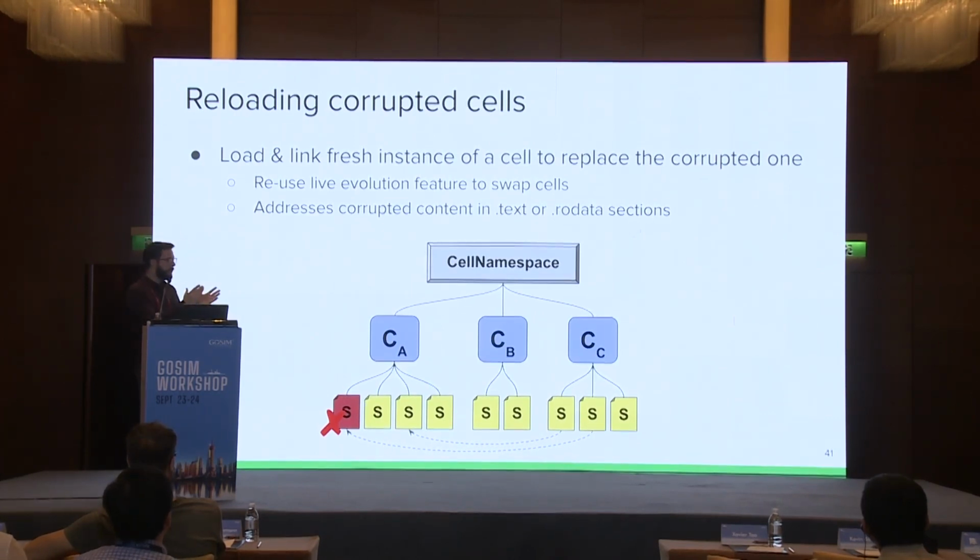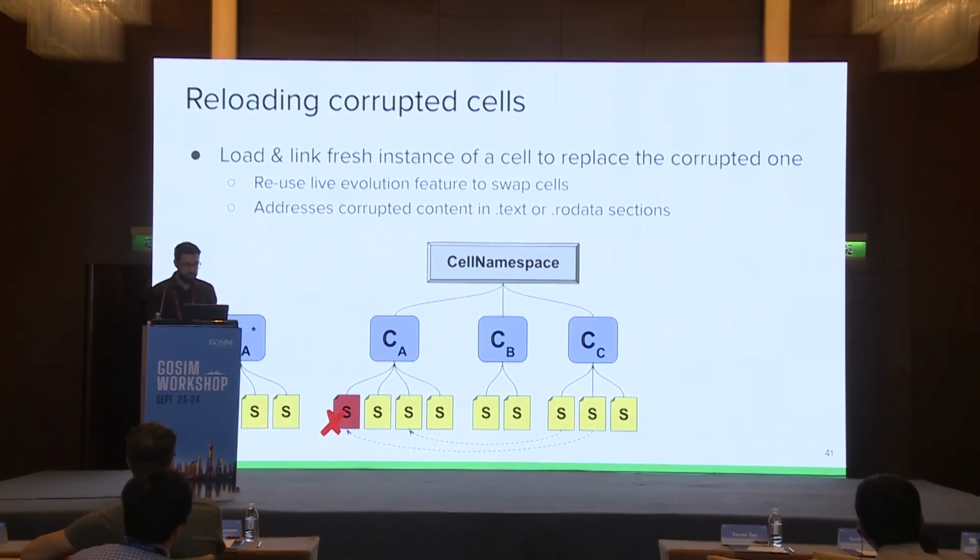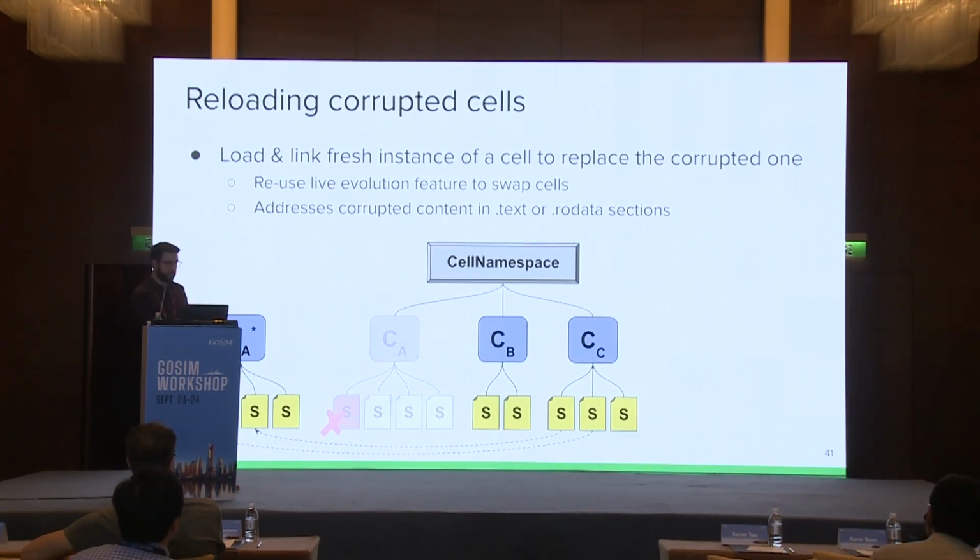We say, okay, where did that fault occur, right? Where's the instruction pointer that failed? We locate whatever cell that is in, right? Let's say the text section got corrupted, right? We load and link a fresh instance of that cell, replace the corrupted one, all right? And then we're using these live evolution features, which I didn't cover here, to basically swap in that cell to the new one, right? That's bottom left, so not a great view.